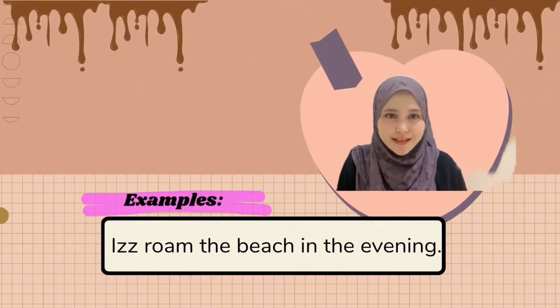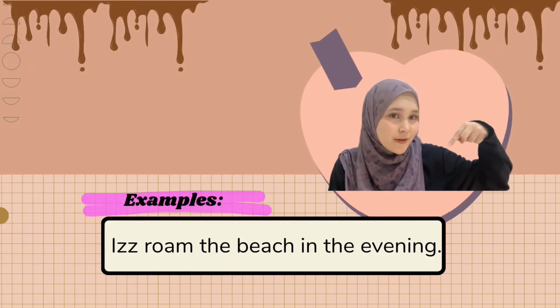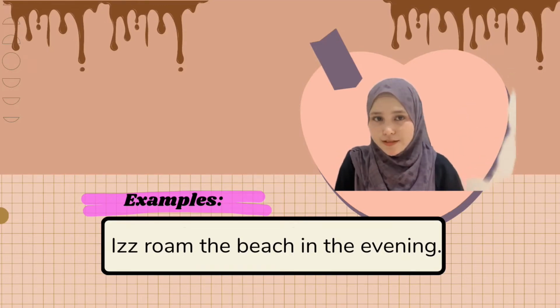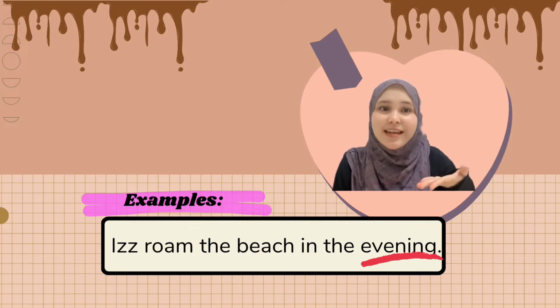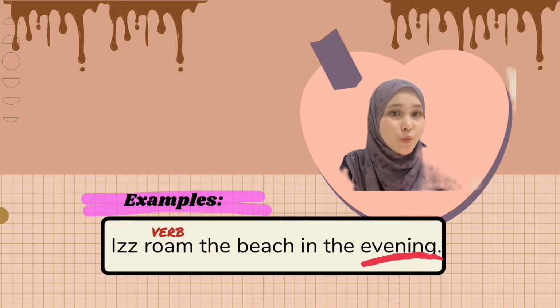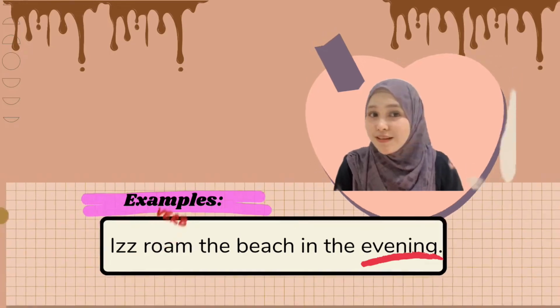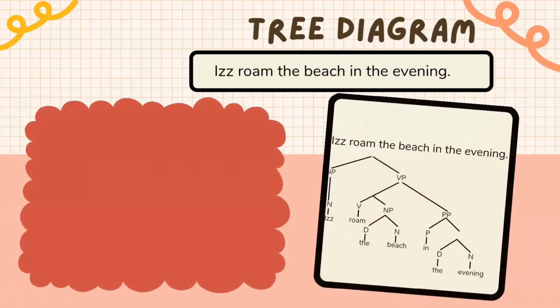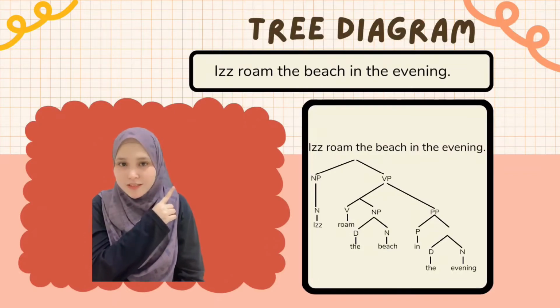Let's look at the first example. The sentence that you see right here has an adverb bias in it. Which one is it? Yes, the word evening is an adverb bias for the verb roam, which explains about when the action is being done. And here you can see the tree diagram for the first example.